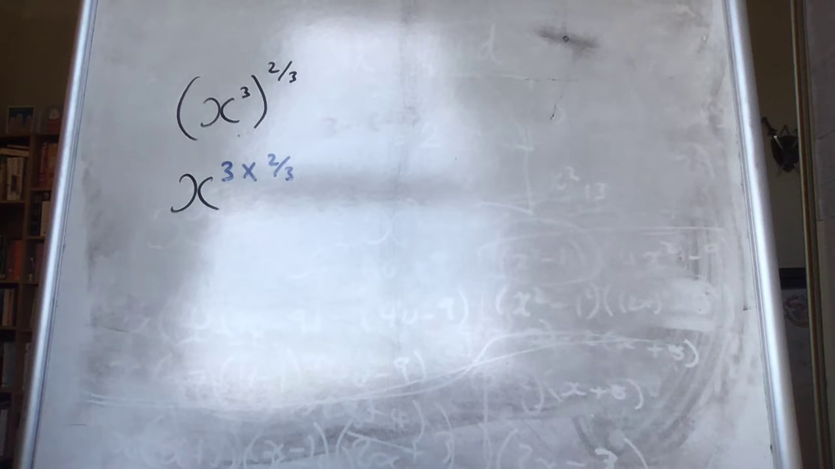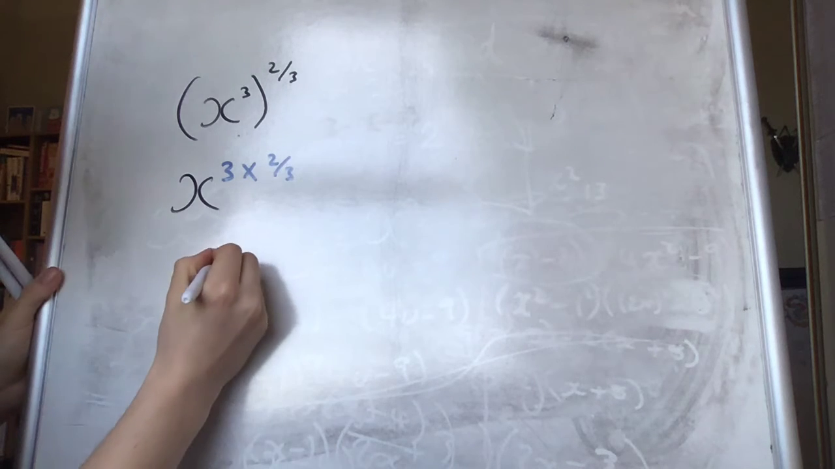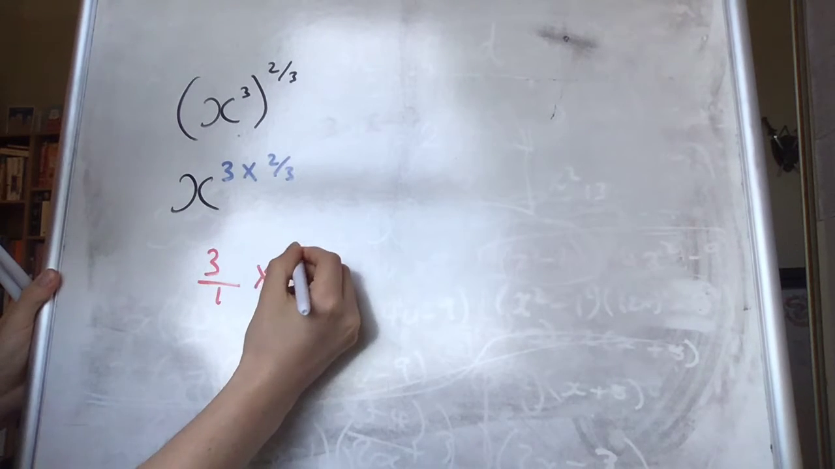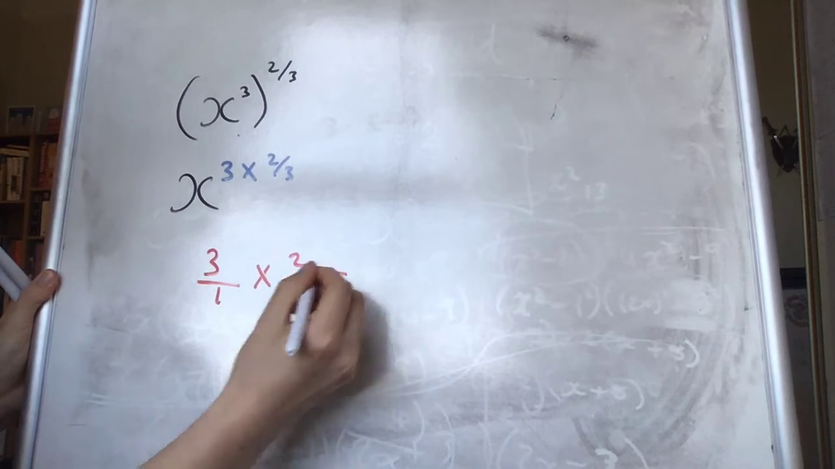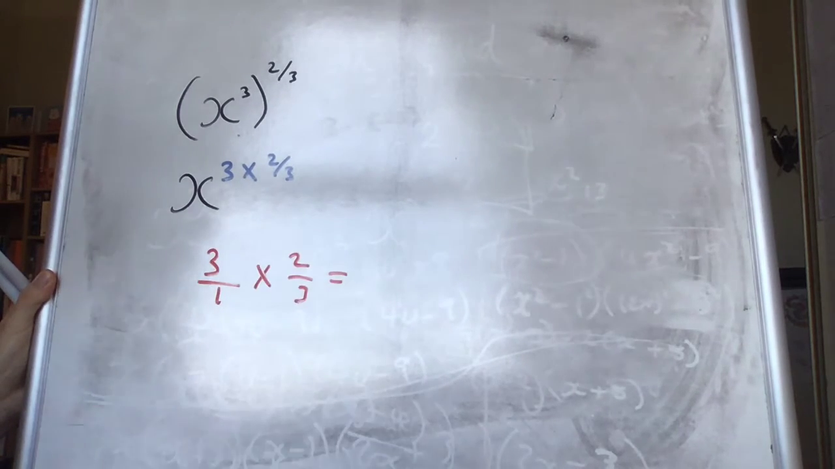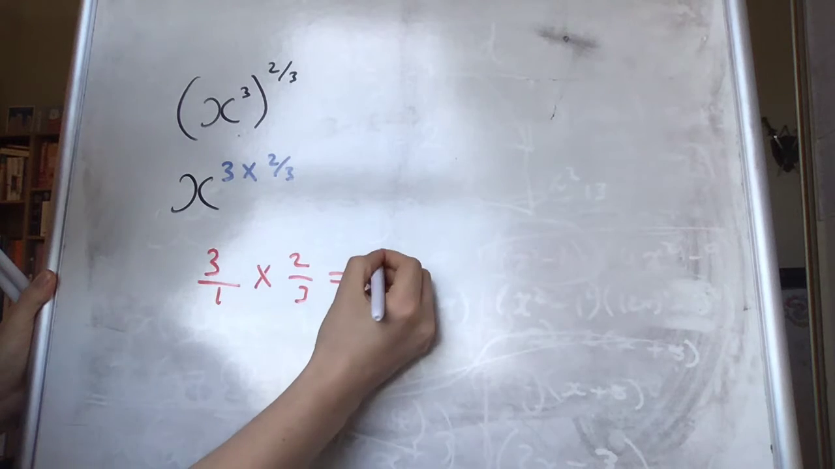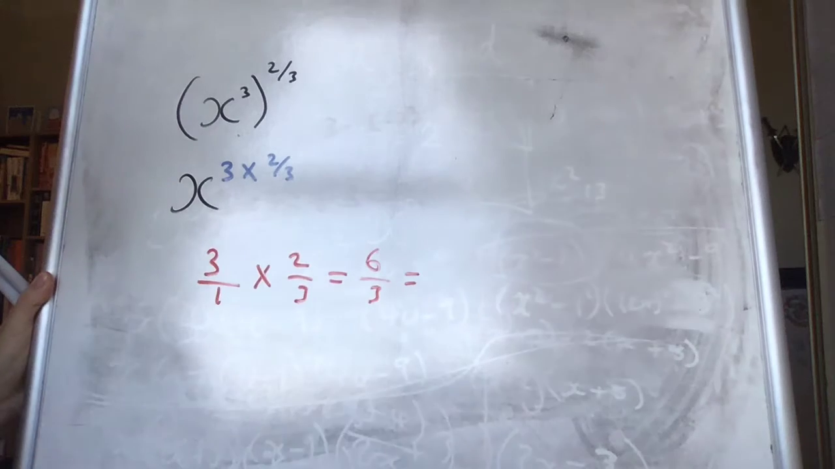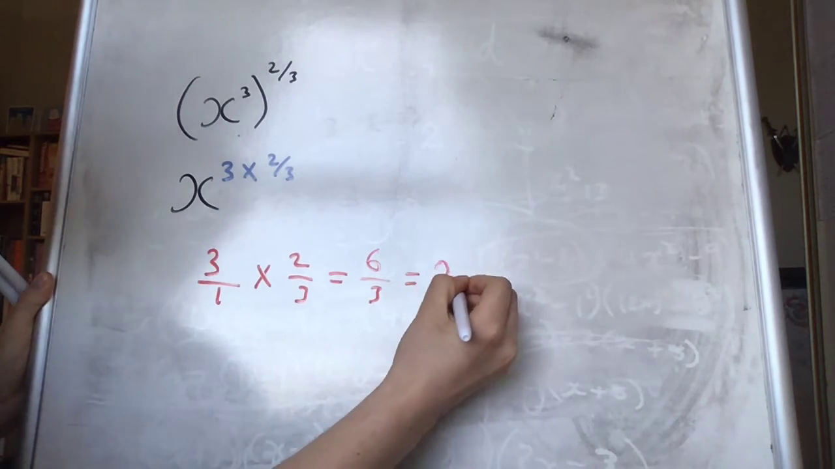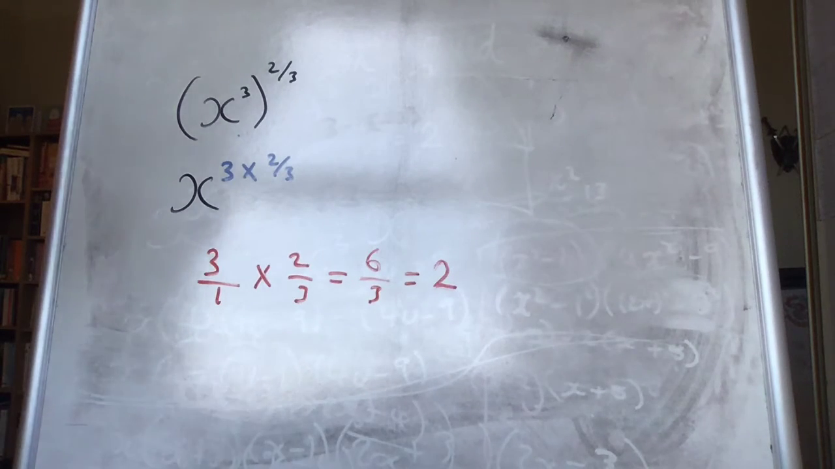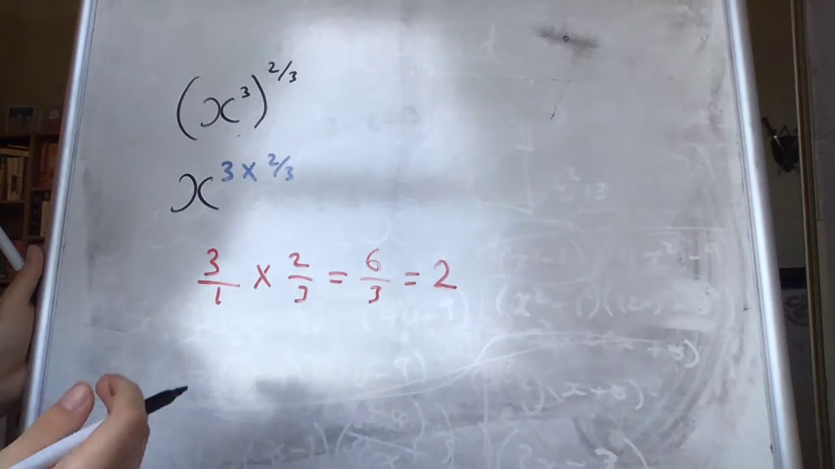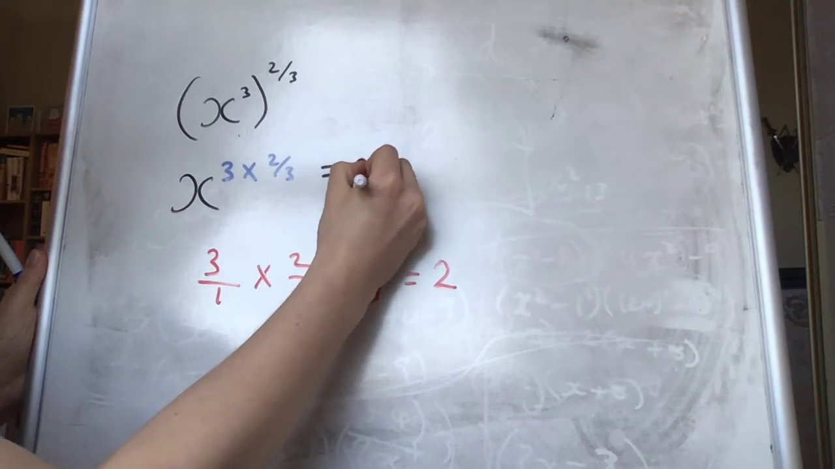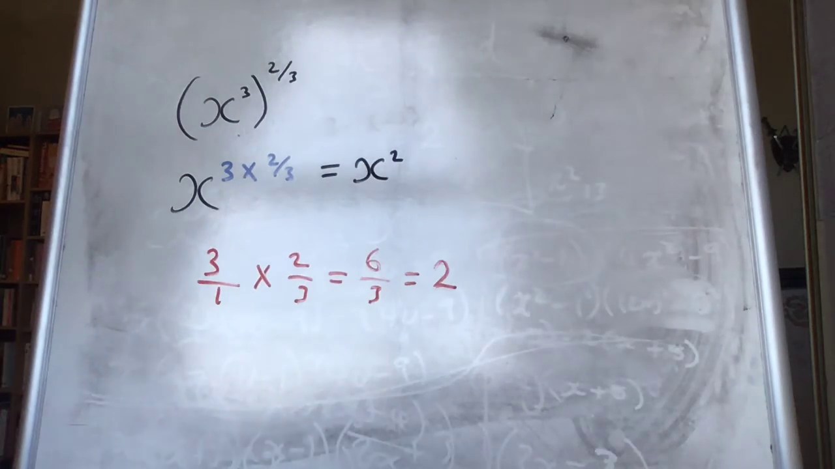Okay? And 3 times 2 over 3 is simply 3 over 1 times 2 over 3. And we can simply multiply the numerator and the denominator. So 3 times 2 is 6, and 3 times 1 is 3. And so 6 divided by 3 is equal to 2. And so we know that 3 times 2/3 is equal to 2. So that must mean this expression here, x to the power of 3 times 2/3, must equal x squared.